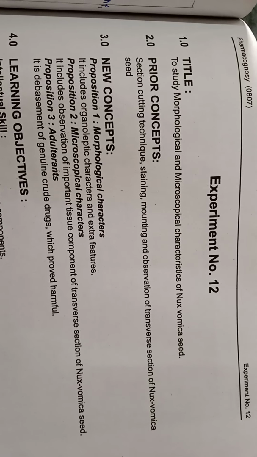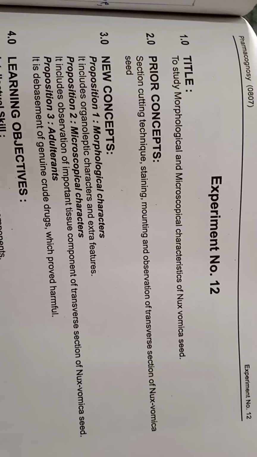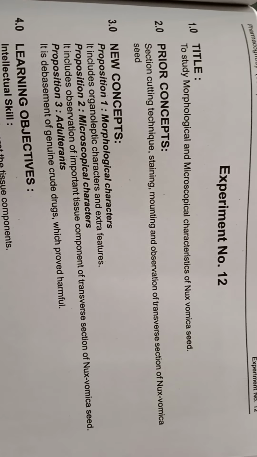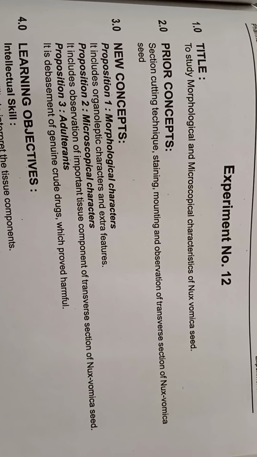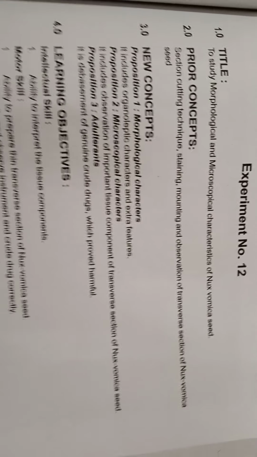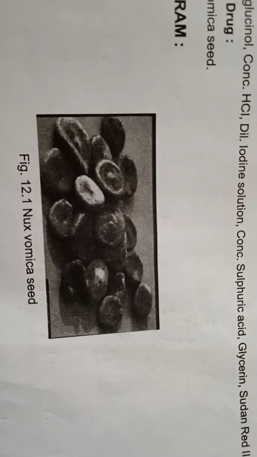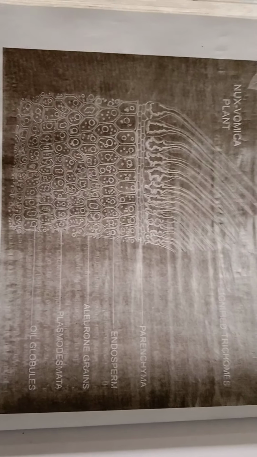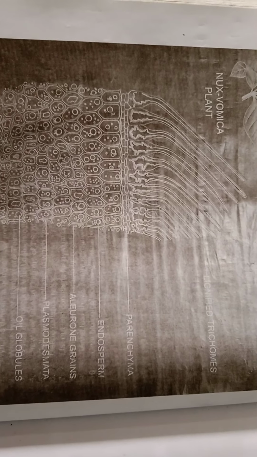Hello student, this is your experiment number 12, that is to study morphological and microscopical characteristics of Nux vomica seed. Now in this practical we are going to see the morphological and microscopical characteristics and adulterants of this drug Nux vomica seed. Okay, so here you can see this is a Nux vomica seed diagram. Here this is the morphology and here this is the TS of the Nux vomica seed.